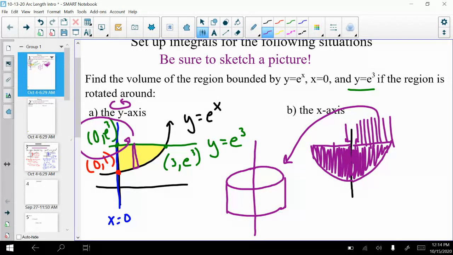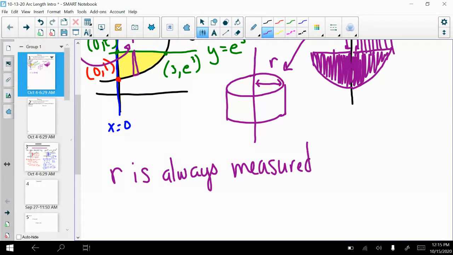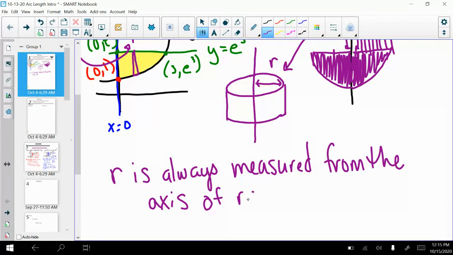And so that's the idea of how we build this, which is what helps me decide where R is and where H is. So for this particular little situation, R is always this distance here. R is always from our axis of rotation. So R is always measured from the axis of rotation because the radius has to come off of where we're rotating, just by definition.